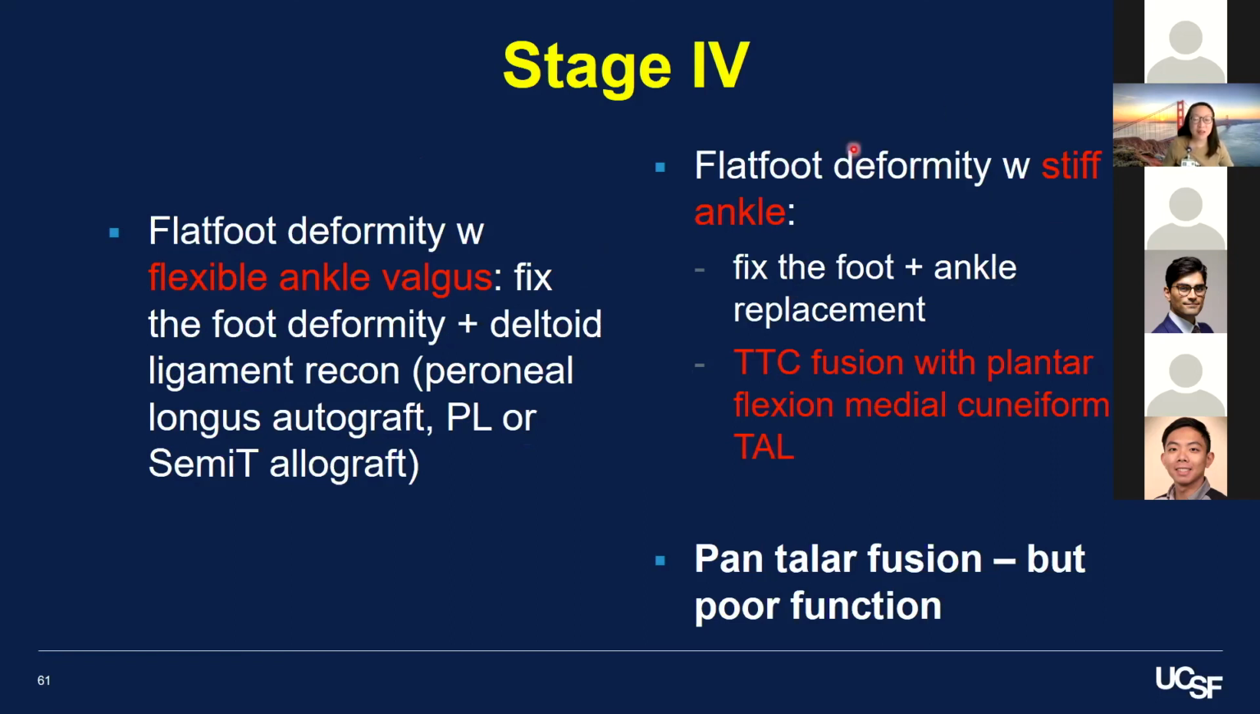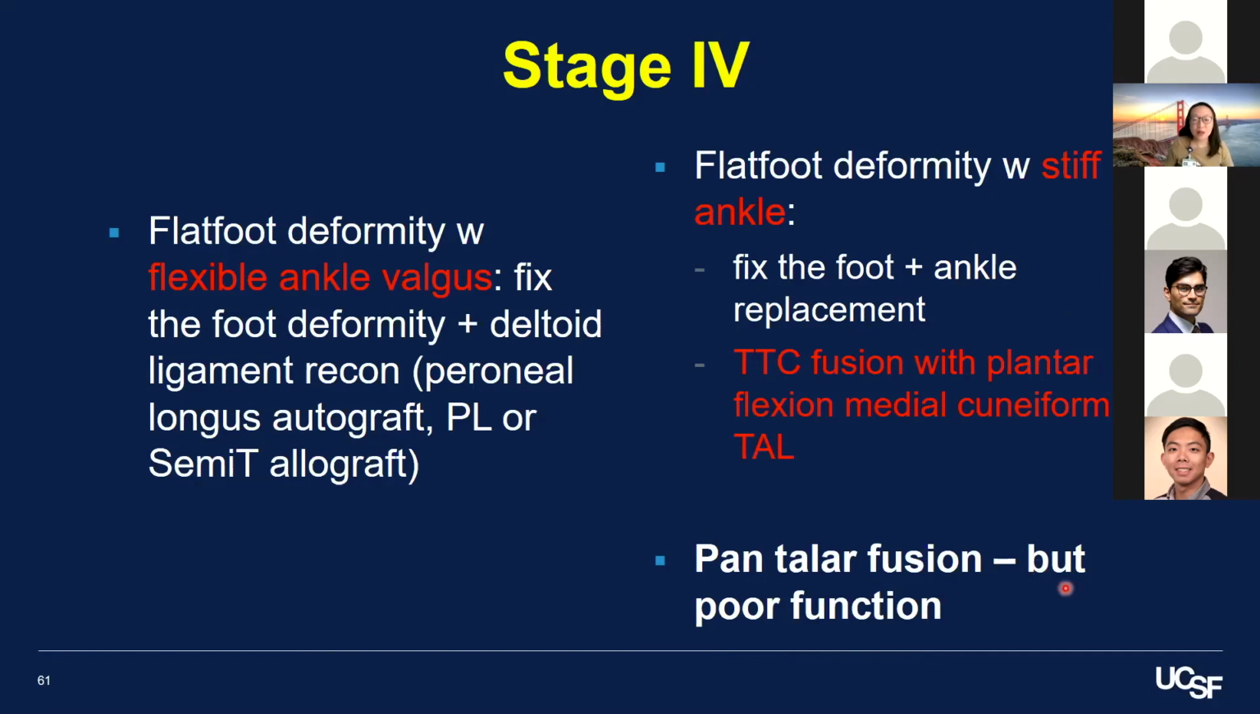So it's this column that we want to focus on. When patients have a stiff flat foot deformity and a stiff ankle, you want to fix the foot. You want to get the foot out of that valgus position, and you want to fix the ankle. That can be done with an ankle replacement. And also, I would say probably the test answer when you see a stage 4 flat foot deformity is a pan-talar fusion, which is right here.